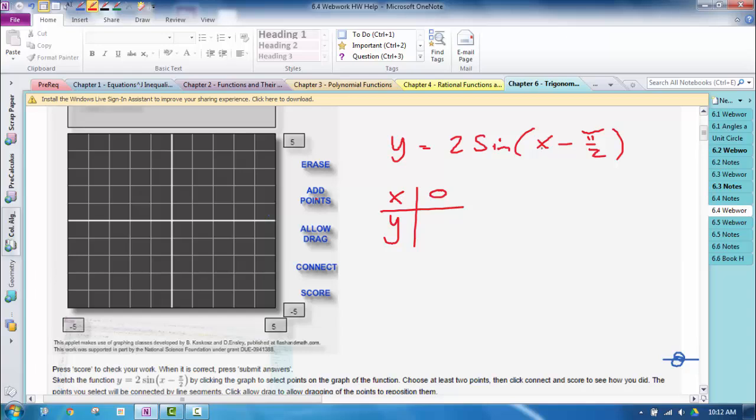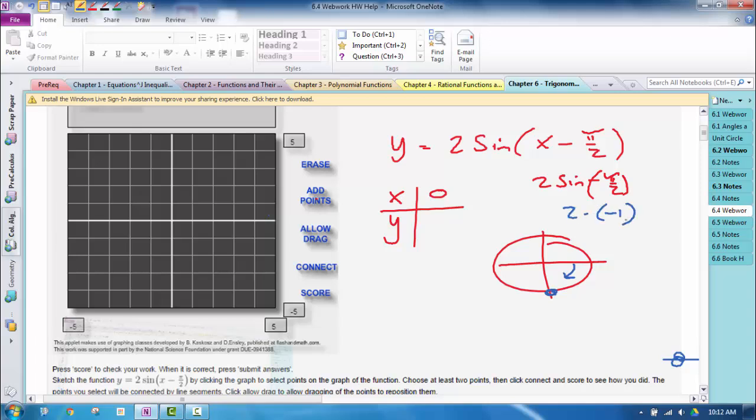When you plug in 0, you get 2 times the sine of negative pi over 2. Now, the sine of negative pi over 2 is on your unit circle down here. Negative 90 is rotating this way to that point right here. At that point, the sine's y value is negative 1, so it'd be 2 times negative 1, which gives you negative 2. So my function starts off at this point right here, 0, negative 2.